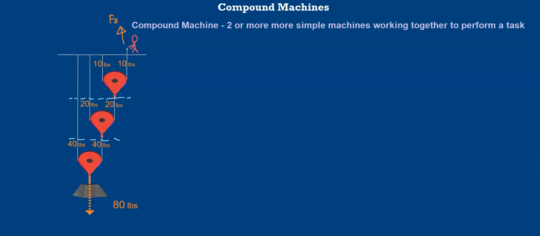And so let's even label each simple machine. We'll call this one machine 1. And the second movable pulley we'll call machine 2. And the third one we'll call machine 3.